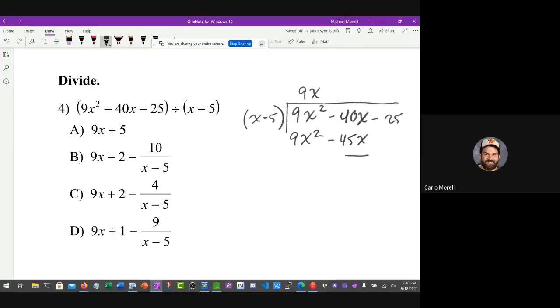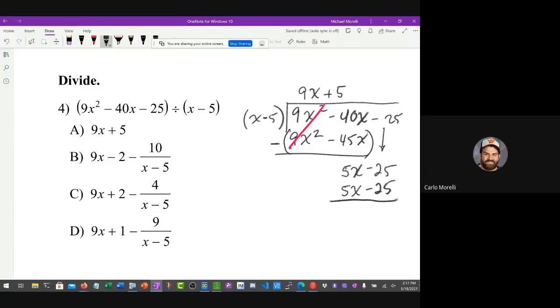So what we do now is draw a line, put this in parentheses, and put a big minus sign out here that we're going to distribute. So we do 9x minus 9x, and that cancels. It should always cancel. Negative 40x minus negative 45x is like adding 45 to negative 40. So you're going to end up with positive 5x. And then you bring down this minus 25. And you ask yourself, what times x equals 5x? And the answer is 5. Right? So 5 times x is 5x. 5 times negative 5 is negative 25.